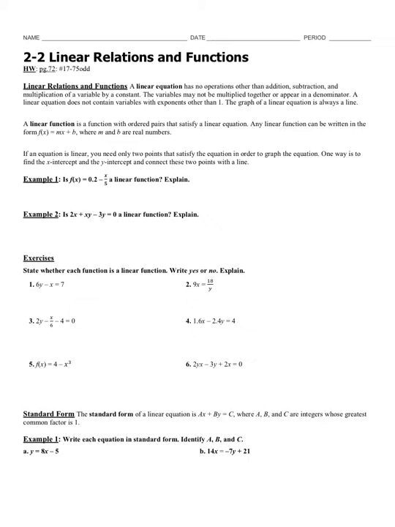This is lesson 2.2, linear relations and functions. A linear equation has no operations other than addition, subtraction, and multiplication of a variable by a constant. That means the variables may not be multiplied together or appear in a denominator. Also, a linear equation cannot have any variable with exponents other than 1. And like its name says, the graph of a linear equation is always a line.